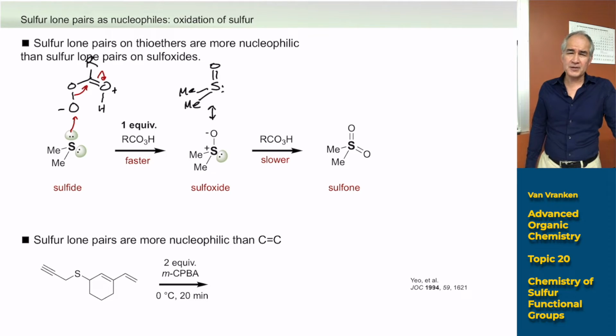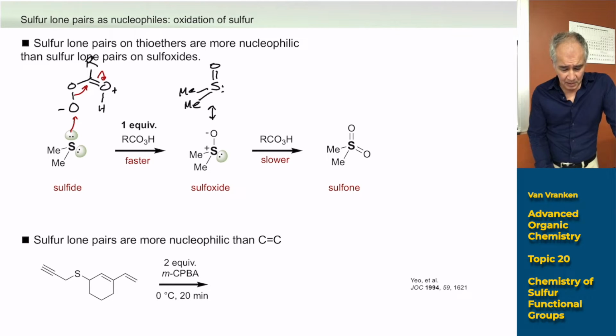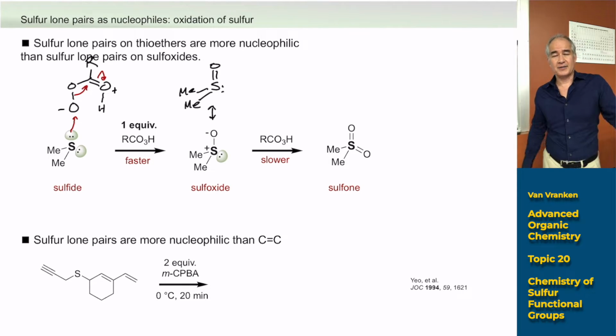Okay, sulfur lone pairs, thioether lone pairs are reactive. It's easy to oxidize sulfur lone pairs by getting them to act as nucleophiles. I'm showing you an example below just to remind you that lone pairs are more nucleophilic in general than pi bonds. That shouldn't be news to you. We've been talking about that general ordering. It's definitely true in the case of a third row atom like sulfur that has very reactive lone pairs.